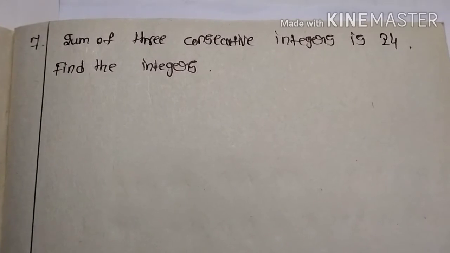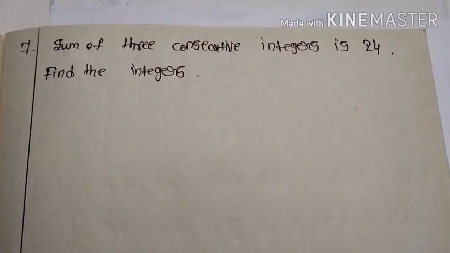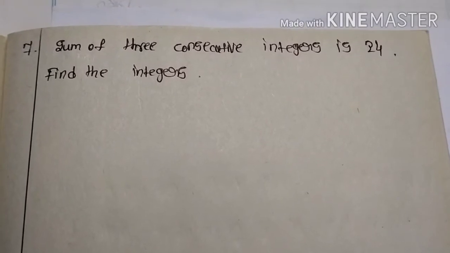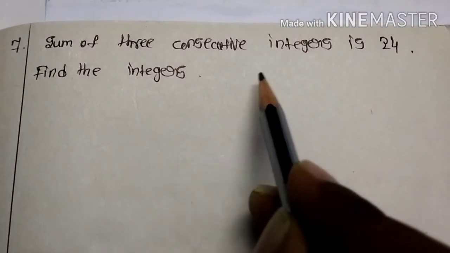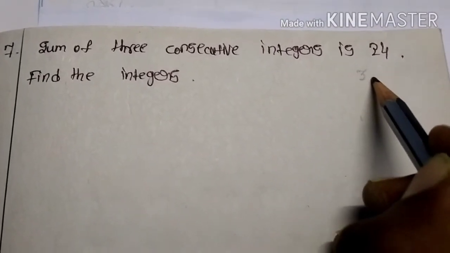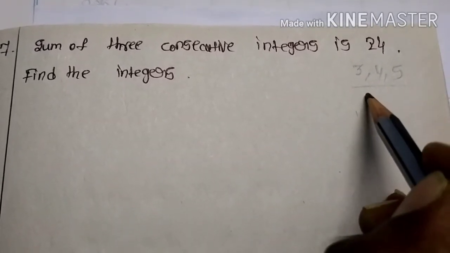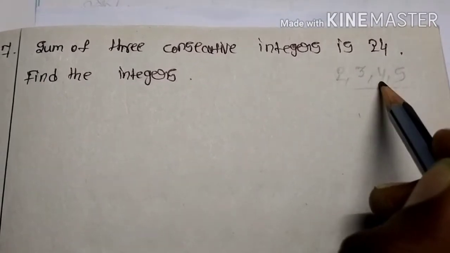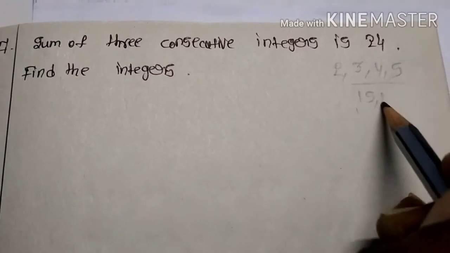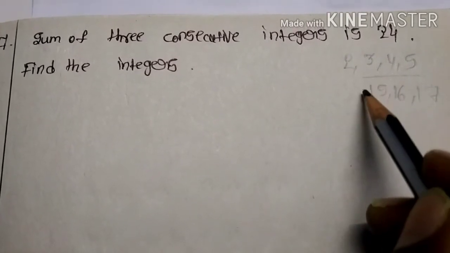See here, 7th question. Sum of 3 consecutive integers is 24. Find the integers. First of all, once you can see here, the sum of consecutive integers, that means these are continuous numbers. For example, if I am taking 3, 4, 5, these are called consecutive numbers. If you want take here 2, 3, 4, 5, these are all consecutive numbers only. Once you can observe here, for example, I will take here 15, 16, 17. These are also 3 consecutive numbers.